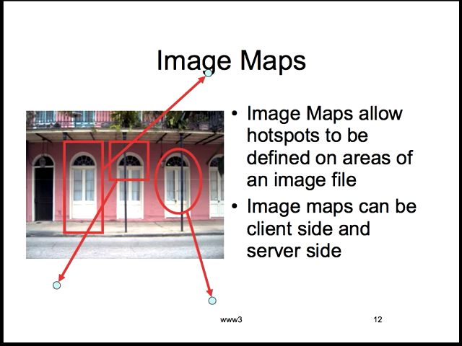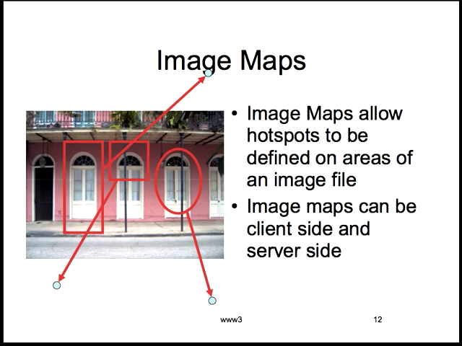Okay, so today we're going to take a look at image maps. Image maps are hotspots that you can put on an image, and then if you click on those hotspots, it will go to a link. So you're marking areas of an image as being special, and if you click on one of those special areas, it'll take you somewhere.